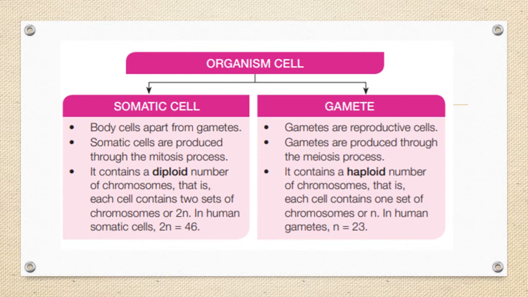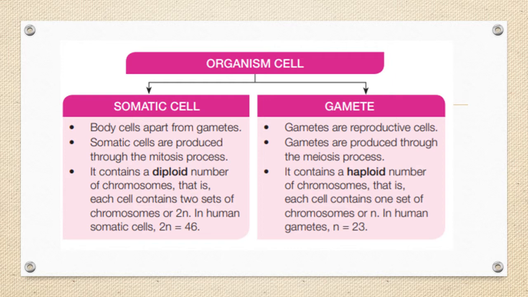So in our body, in the organism, we have two types of cells. First is the somatic cell and the other one is the gamete cell. So let's look in more detail at the difference between these two. Somatic cell: a somatic cell is a body cell apart from the gamete. Besides gametes, all the cells in our body are somatic cells. Somatic cells are produced through the mitosis process.